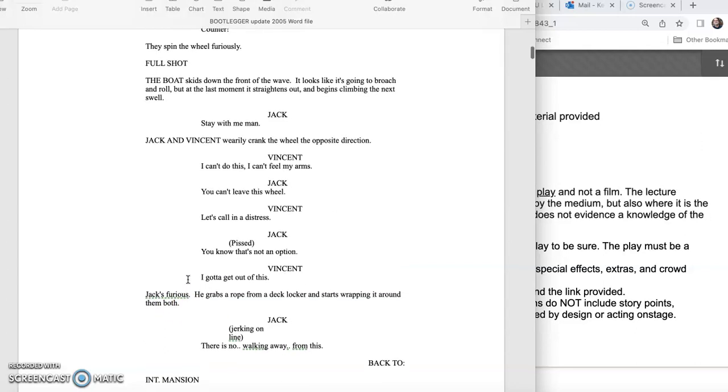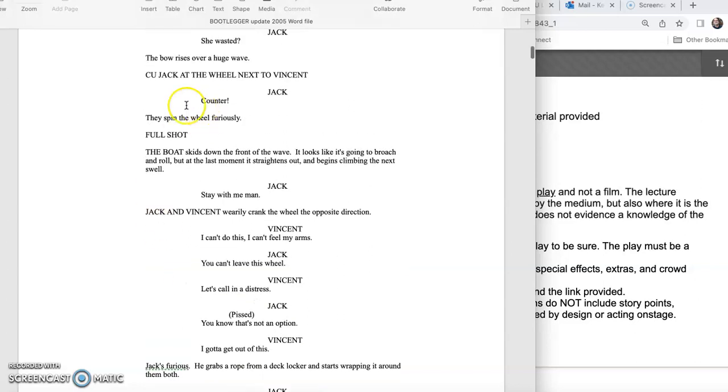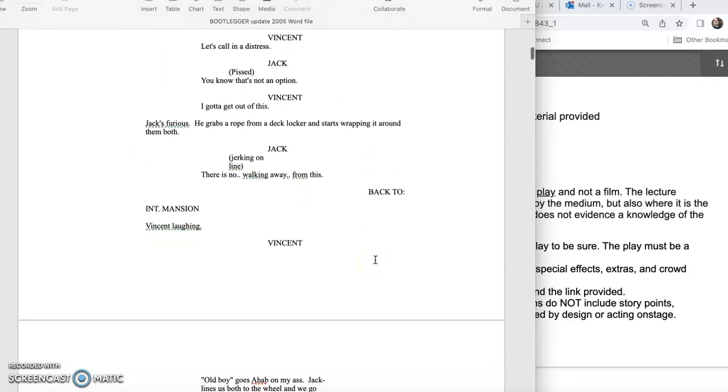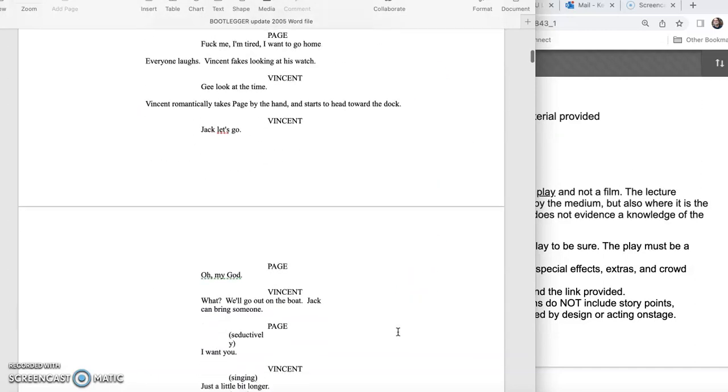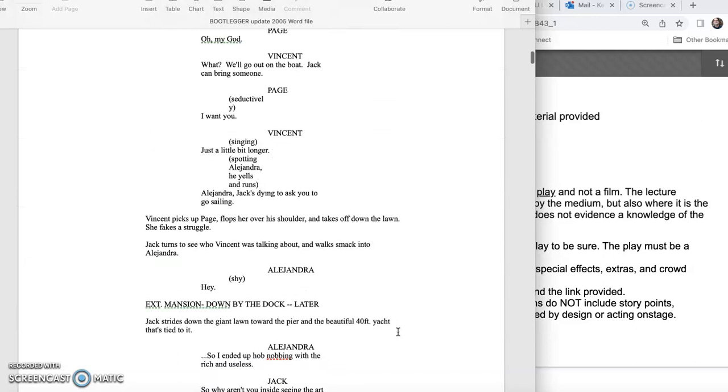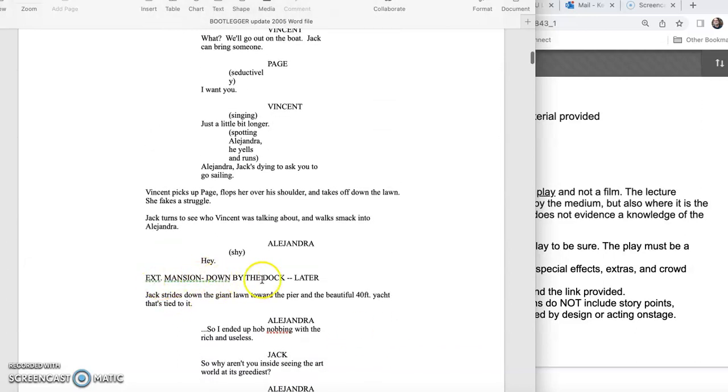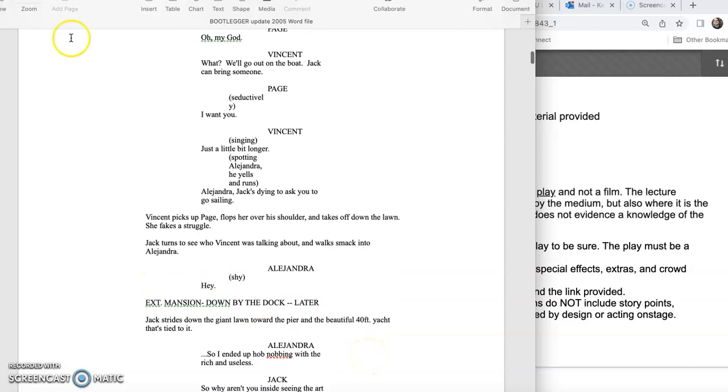Okay? All right. Also, you might have filming description. See you as close up, Jack at the wheel next to Vincent. Full shot. Okay? Etc. And then we'd move on to, in this case, a back to, which just tells us we're going back to a scene we were already in, so you wouldn't have a full shot description there. This is actually a series of intercuts, so they have abbreviated scene headers. Here's a full header, to give you an example of what that looks like.